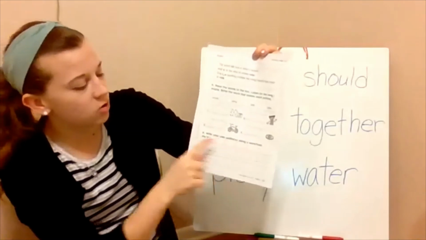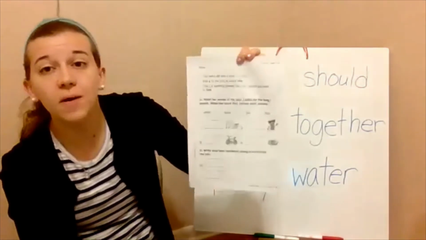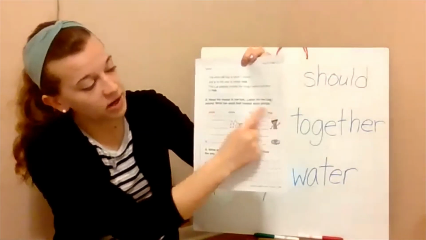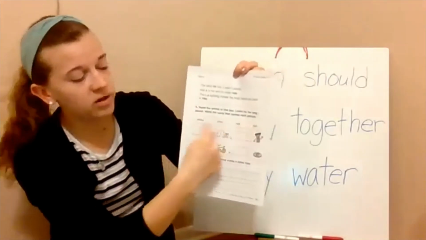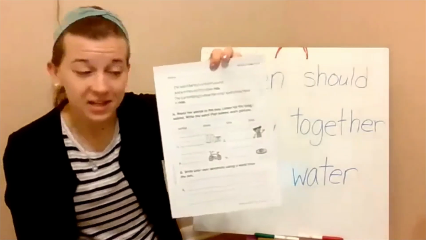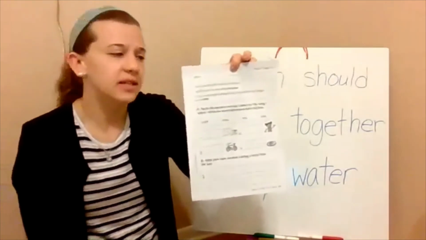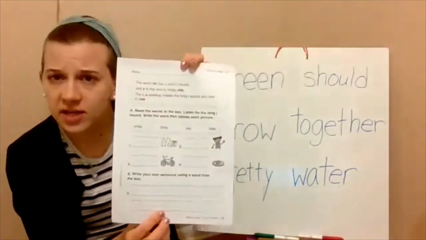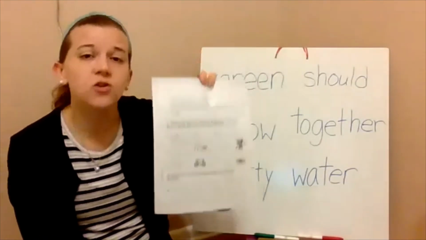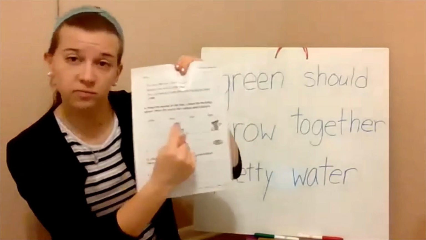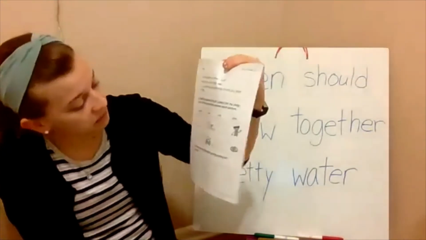Then it says write your own sentence using a word from the box. So using one of these four words up here, you're going to write a sentence. Okay, so you just have to write one sentence. Yeah, you guys can definitely do this on your own. You've totally got this. You know how to write a sentence, and you've just learned how to read these words. Okay.